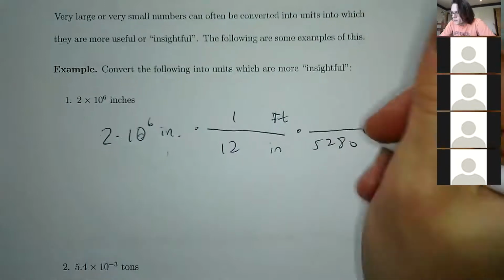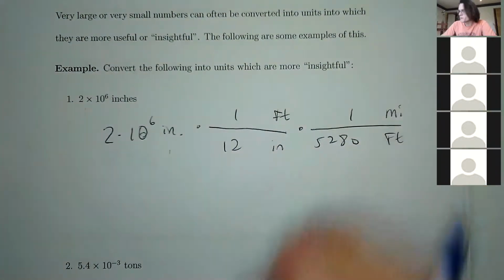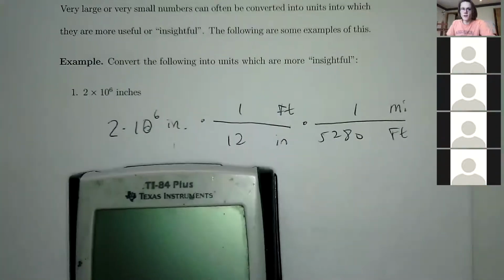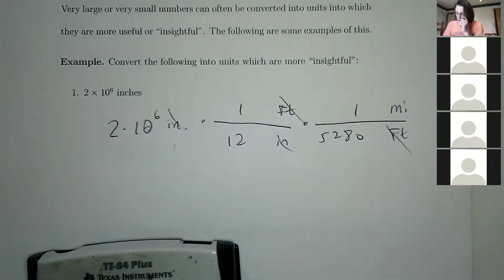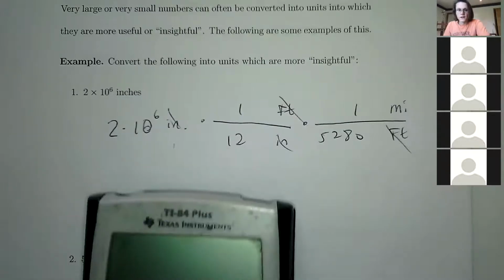5,280 feet in 1 mile. And that's it. Now let's put it in my calculator. Oh, and I want to cancel all these inches, feet, gone. All right, so it's just in miles like we wanted. Let's see what we get.